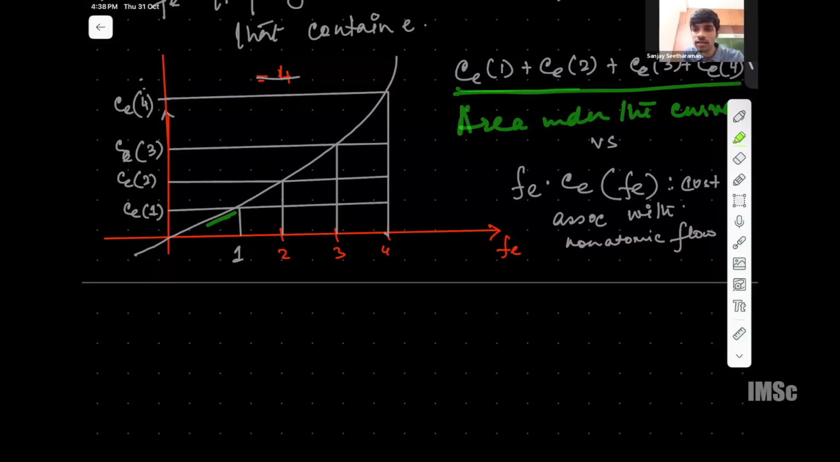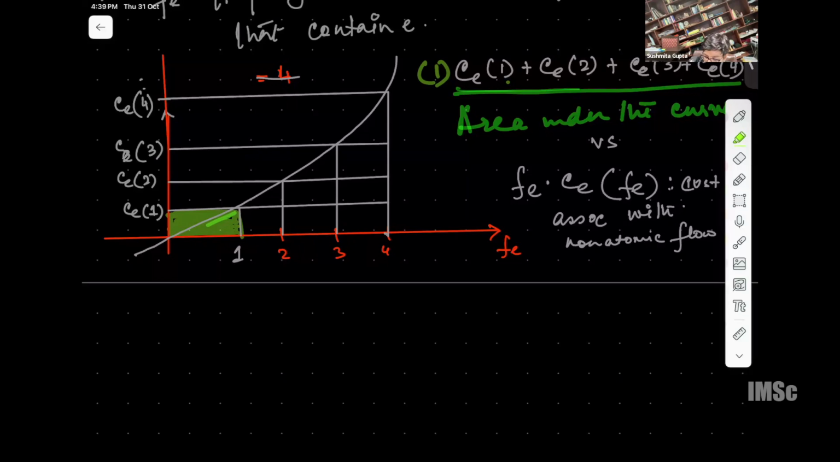See one thing, this CE1 is basically CE1 times 1, right? 1 being the length of this. So CE1 is this thing, is it not? This area, not under the curve, just this thing, right? Yes or no?